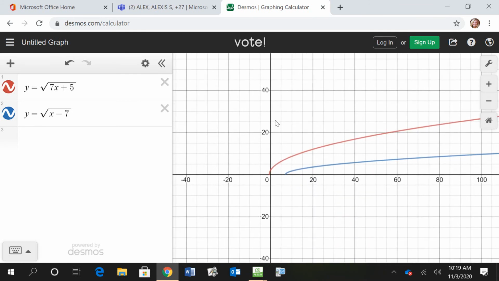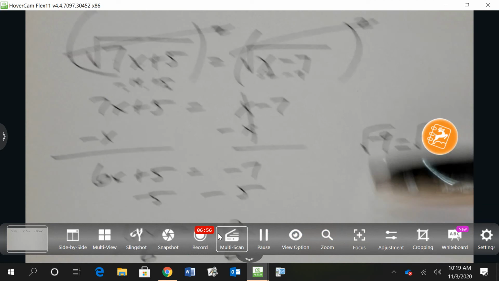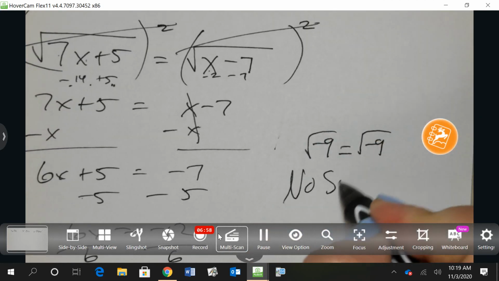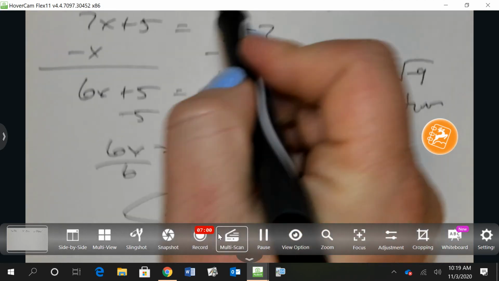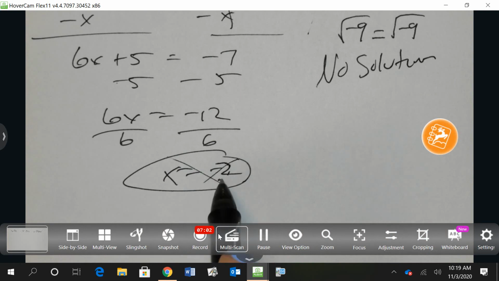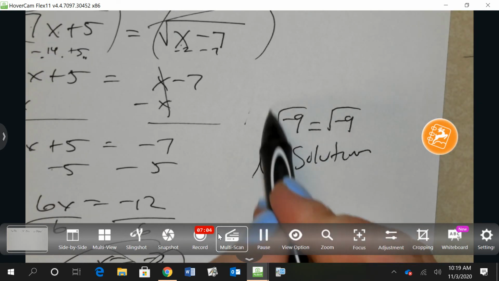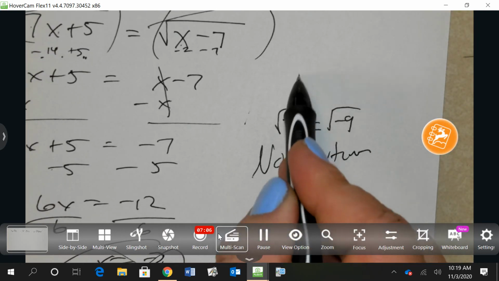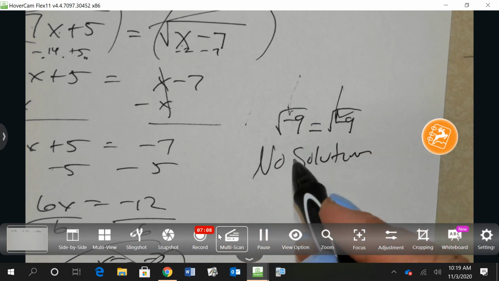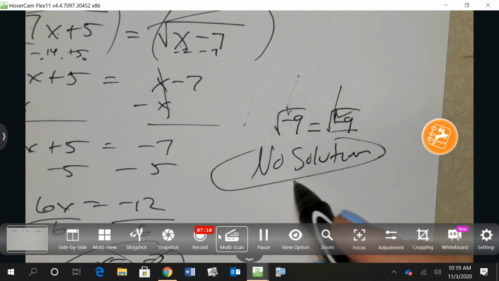If the point at which they cross represents the solution and they never cross, that means the answer is no solution. I did all the math right. It doesn't matter that it's negative. That's not the key. Up here, I could have said no solution if I realized I can't take the square root of a negative, or I could graph it and see they never cross as well.